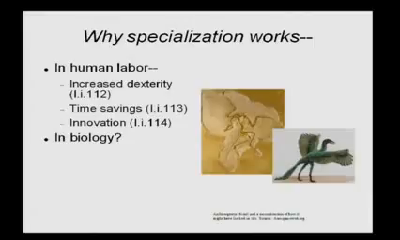So, why does specialization work? In Smith's view, it can be traced to three different factors. One is, of course, increased dexterity. What does he mean by that? Increased dexterity. You just get better at what you're doing. If you do the same thing 100 times, you're going to be better at it.